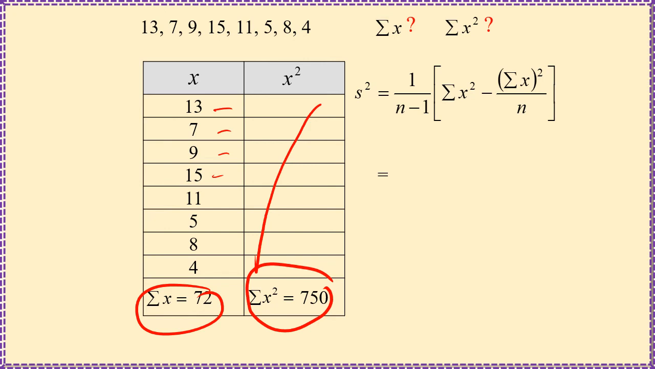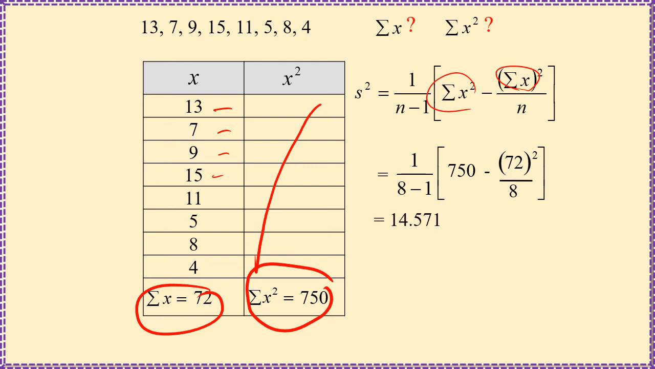The marks will be given when you substitute all the correct values into the correct formulas. So we have 1 over 8 minus 1 multiplied by summation of x square equal to 750 minus 72 square, summation of x then squared, divided by n, which is equal to 8. Just put in your calculator, directly we get the answer equal to 14.571. So this is for variance.